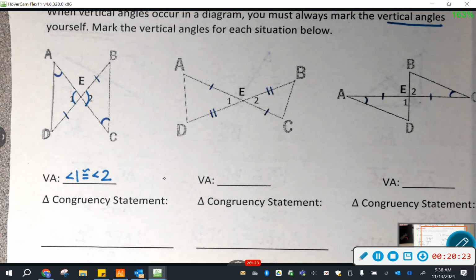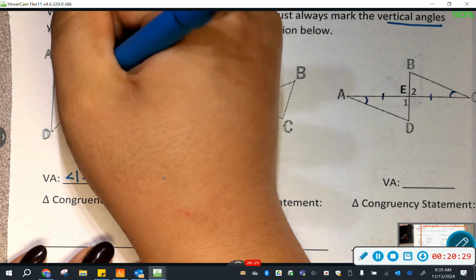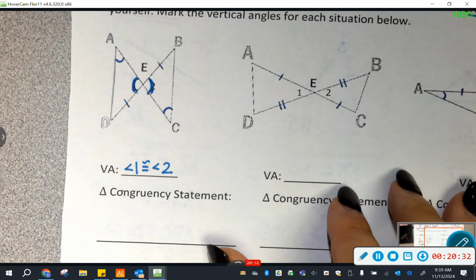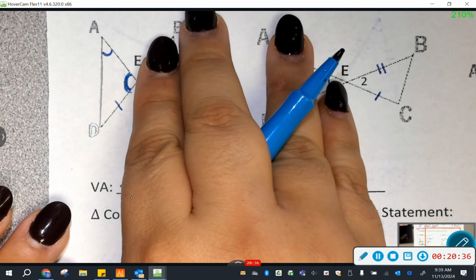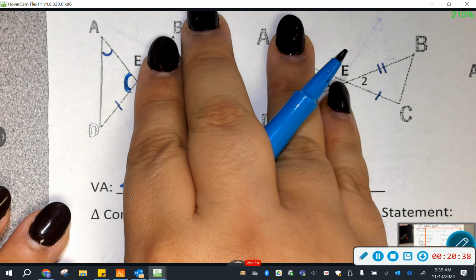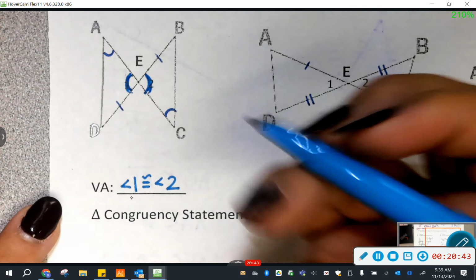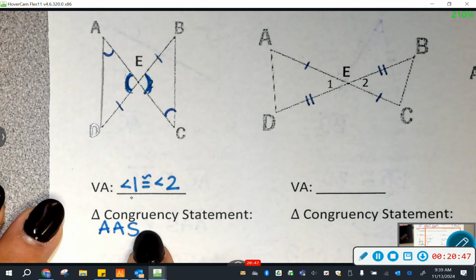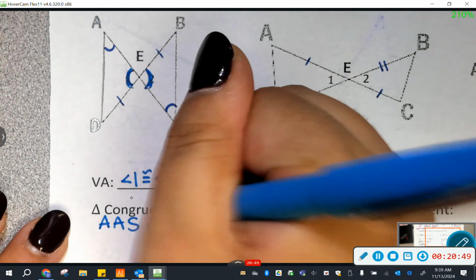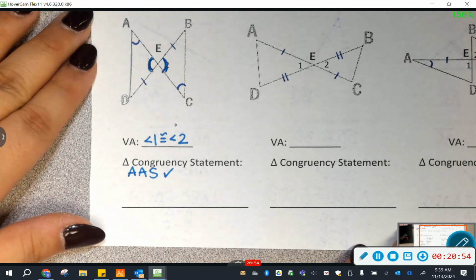All right, for my first one, I added these arches in. What type of case is this first one right here? What do I have? Angle. I have two angles. Is the side between? No. So I have angle, angle, side. Is angle, angle, side congruent? Yes. So now I am going to do my statement.